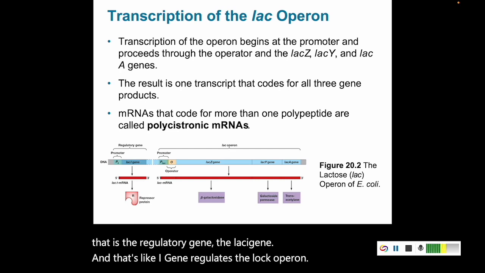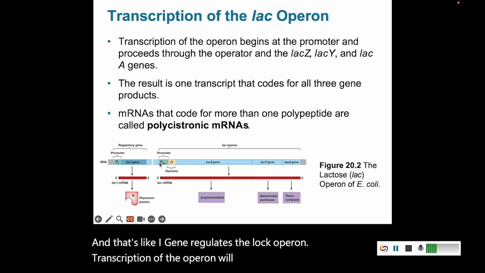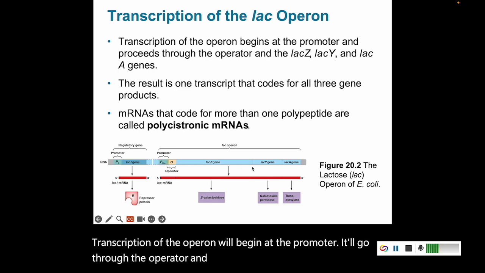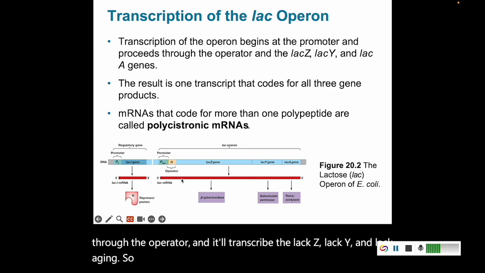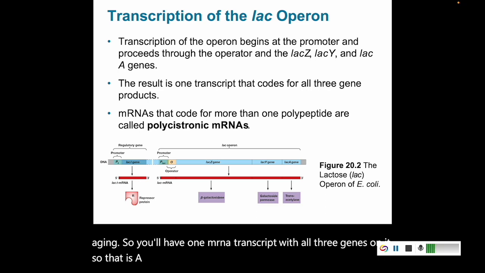Transcription of the operon will begin at the promoter. It'll go through the operator and it'll transcribe the lacZ, lacY, and lacA genes. So you'll have one mRNA transcript with all 3 genes on it. So that is a polycistronic mRNA.